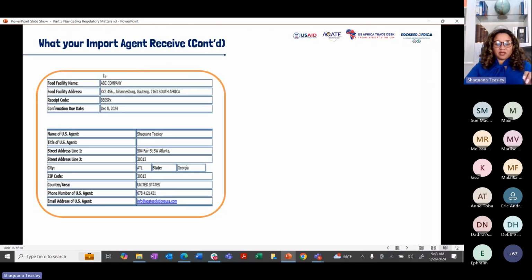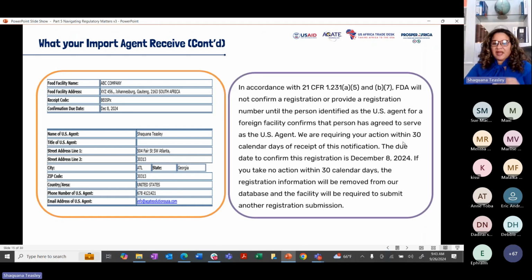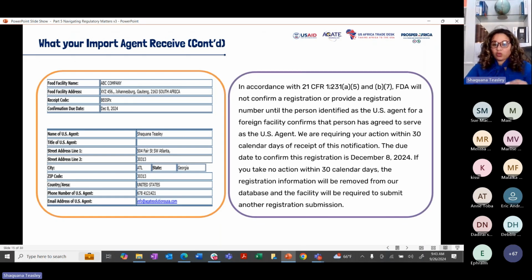It is going to outline ABC's company and address, the agent's information. Again, I just put myself there for easy reference. Again, where we are, 21 CFR 1.231(a)(5). That's how you read that. And (b)(7), exactly the way it's written.